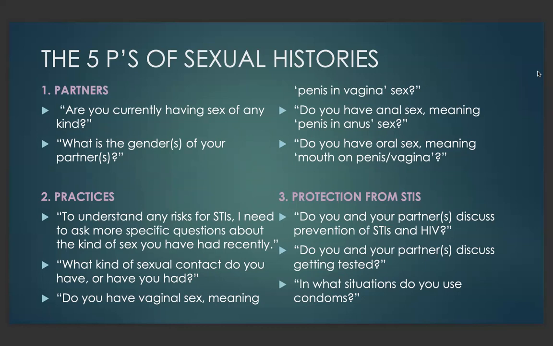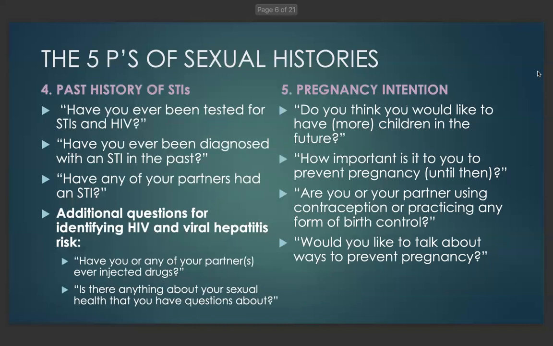The third P is protection. Ask them if they're currently using any barrier contraceptives like condoms, or if they're getting tested, or if they've even started having the conversations with their partners about testing. The fourth P is the past history of STIs. Have they been tested in the past and have they been diagnosed or treated? You can also ask if they or their partners have had any history of IV drug use, which puts them at a higher risk for STIs.